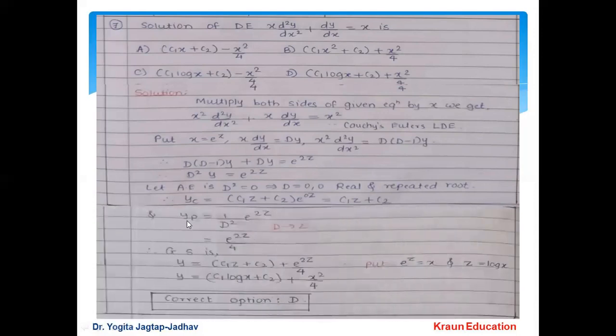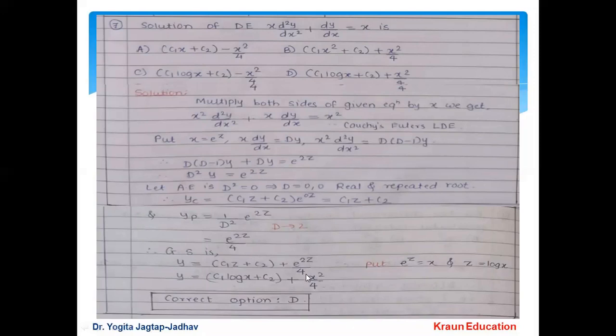Now again, I would like to find out the particular integral also. Now see how to find out a particular integral. By definition of particular integral, we have yp is equal to 1 upon D square operating on e raised to 2z. Here, according to the exponential rule, we should replace D by 2. Using the shortcut method, when I replace D by 2, we have 2 square is 4 in the denominator, and therefore the particular integral is e raised to 2z upon 4. Now, taking the addition of the complementary function and particular integral, we get the general solution as y equal to c1 z plus c2 plus e raised to 2z upon 4.